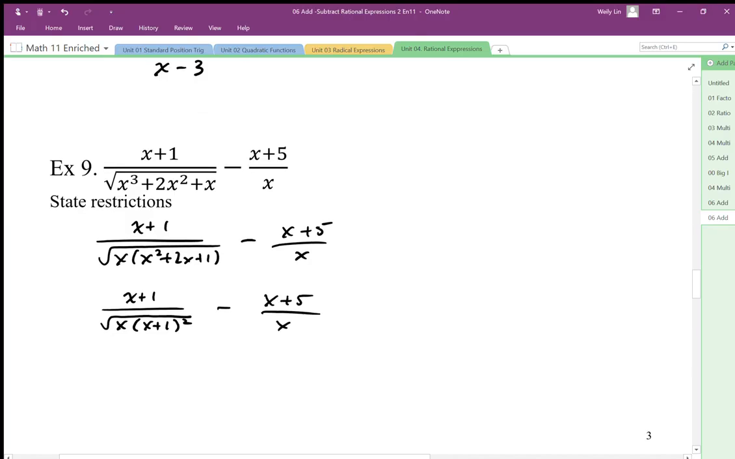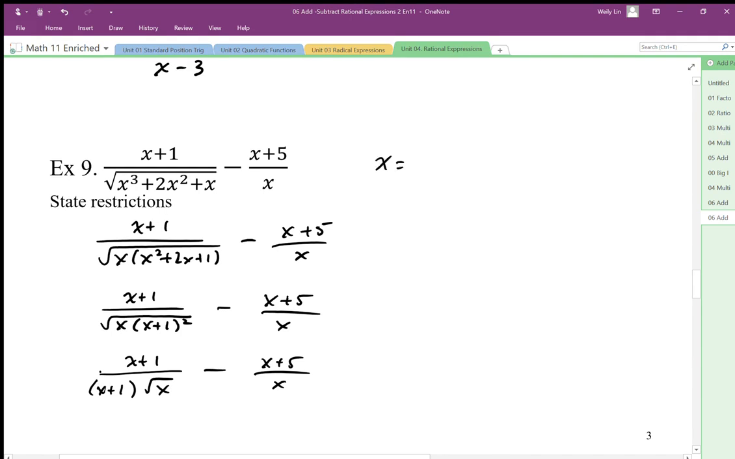So now I'm going to rewrite this as x plus 1 over x plus 1 square root x minus x plus 5 over x. Okay, so I've got to state my restrictions.